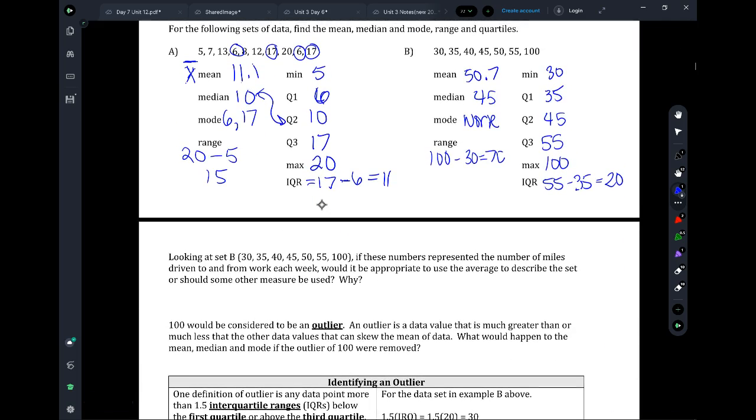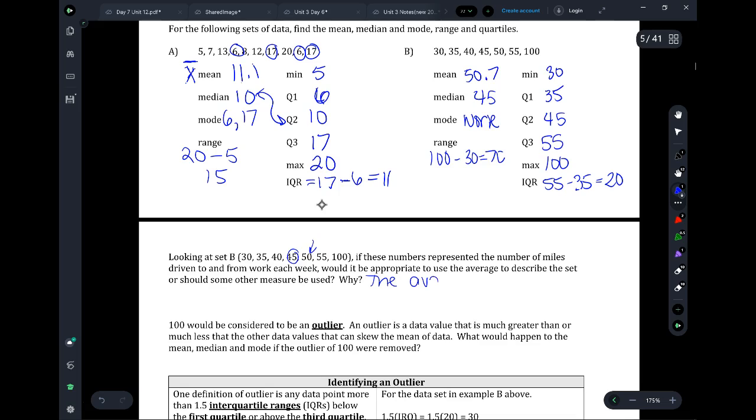All right, so looking at those values that we just got from letter B there, it says looking at those same data values, if these numbers represented the number of miles driven to and from work each week, would it be appropriate to use the average to describe the data set, or maybe something else? So there are two different ways that we can measure the middle or the average center point. And I actually would say for this data that 45 is probably a better middle point than the mean, which is about 50. So I actually say the average is a little too high.